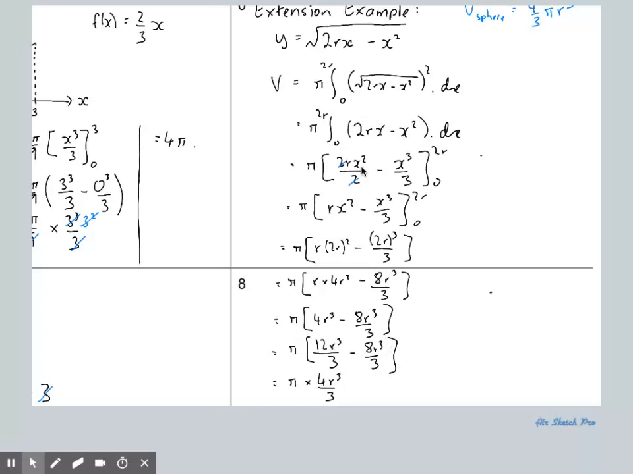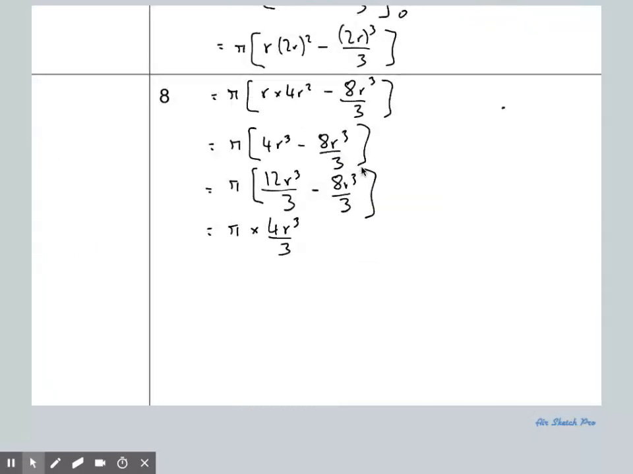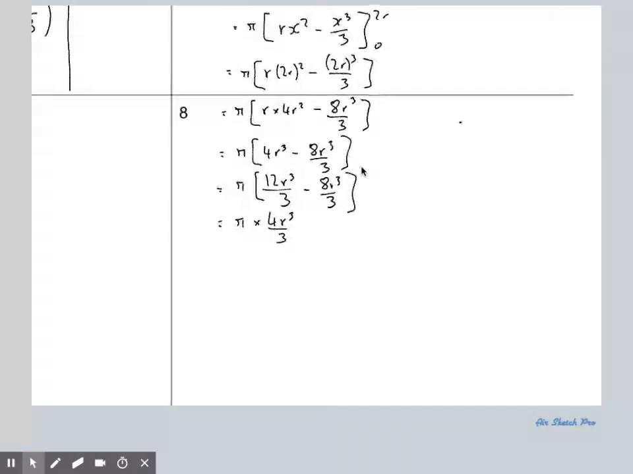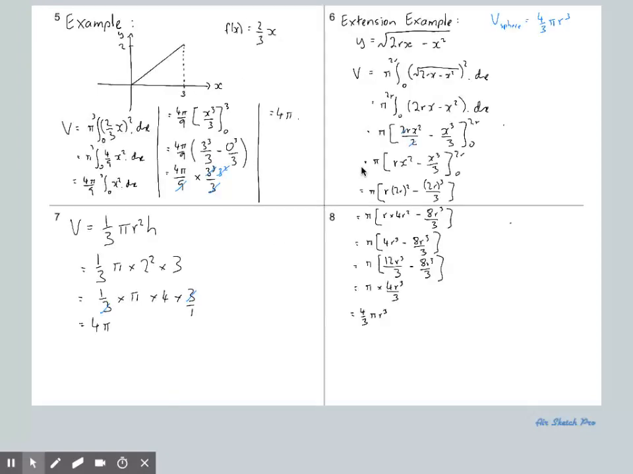And that, as a final line, is 4/3 pi r cubed, which is the volume formula that we first stated up here, 4/3 pi r cubed. So you can see that by integration, the formula for the volume of a sphere is able to be worked out. So there you go.